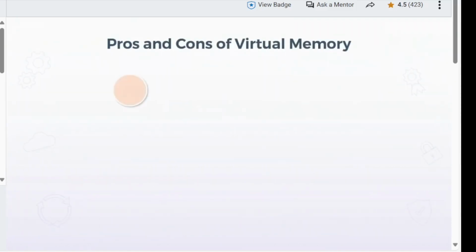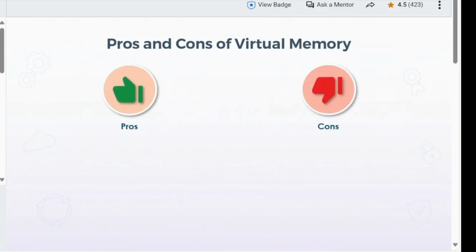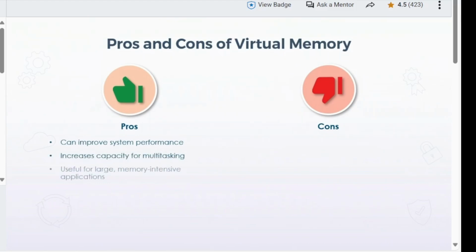So to finish up, like anything, there are pros and cons. On the plus side, the use of virtual memory can improve overall system performance, as well as the ability to run many applications at the same time, or to run very memory-intensive applications more easily. On the downside, the process is certainly slower than physical RAM, and the page file itself in some cases can be fairly large. So if you're running low on disk space, this would have to be monitored closely.